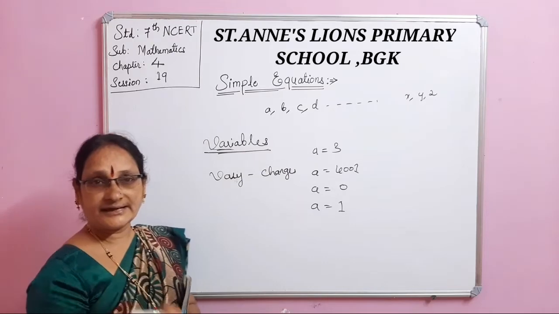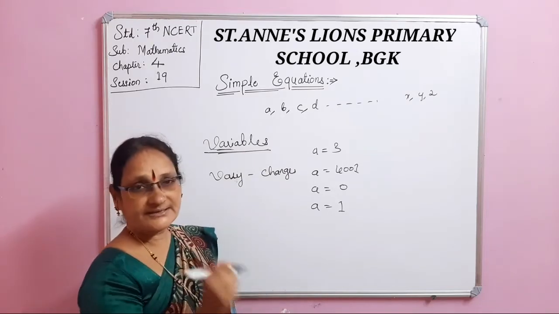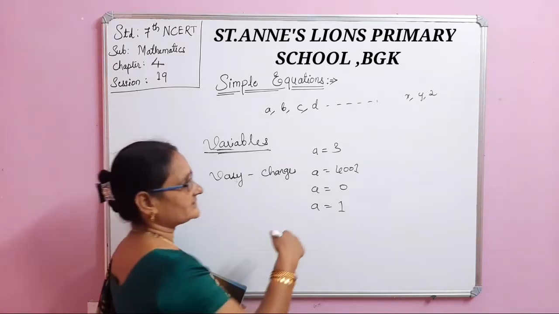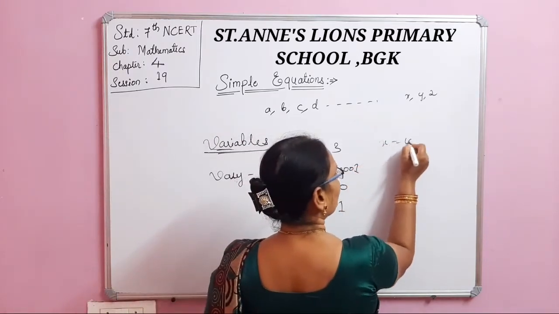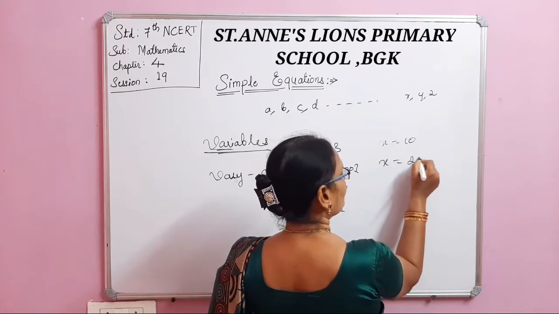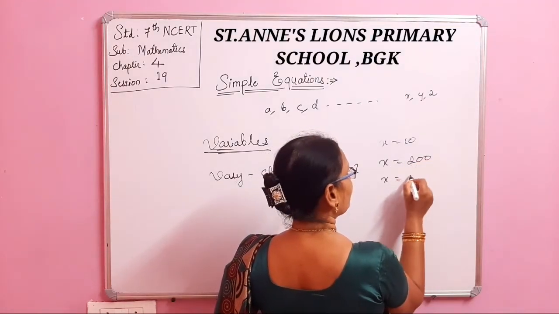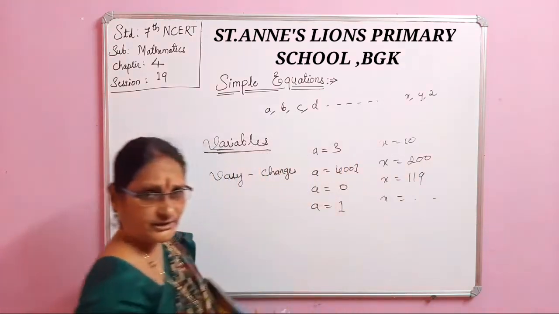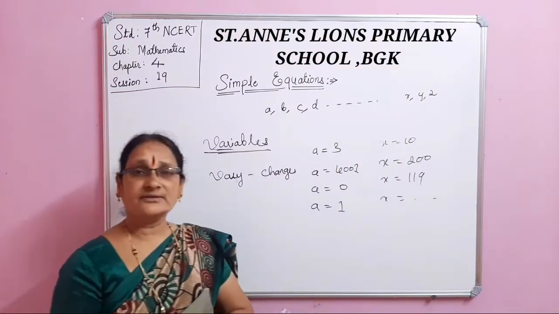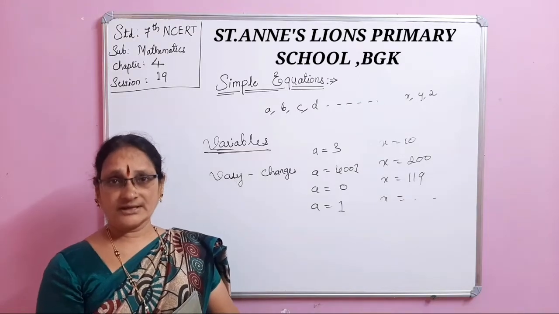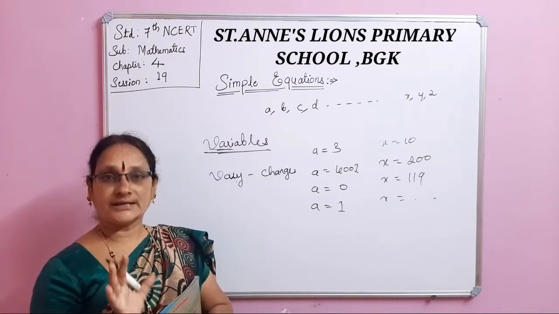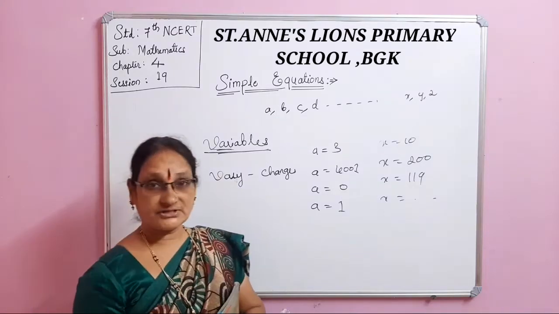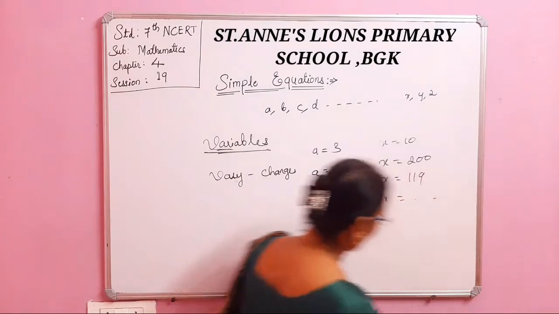The main ingredient of algebra is variables. What are variables? Now you understood. The same way, we may get x equal to 10 in one problem, x equal to 200 in another, and you may get x equal to 119, and so on. Any result or any value you may get. So they are called variables. This is the main theme of simple equations. What are simple equations? We will see now.